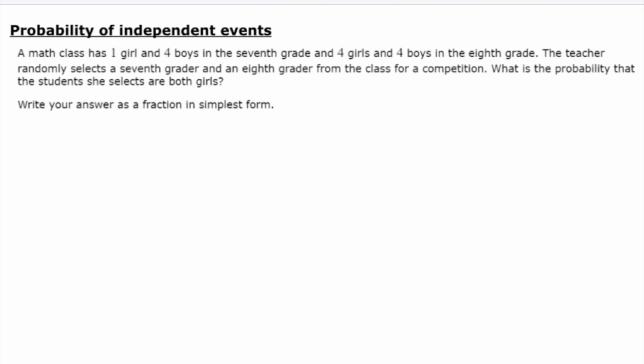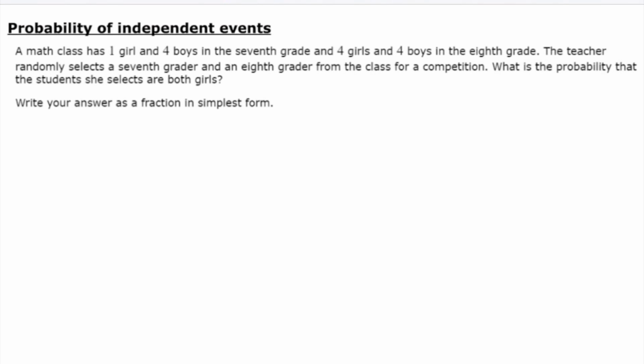So in this lesson, we are going to be discussing the probability of independent events. A math class has 1 girl and 4 boys in the 7th grade and 4 girls and 4 boys in the 8th grade. So this one class has 13 students in it. Some of them are 7th graders, some of them are 8th graders. The teacher randomly selects a 7th grader and an 8th grader from the class for a competition. What is the probability that the students she selects are both girls?